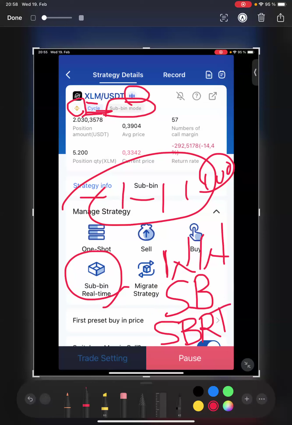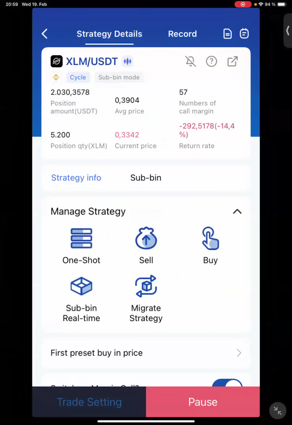Then the sub-bean real-time settlement. That is the one my trade is on now. So if it sells 56, I'll get 20 cents, 10 cents, 15 cents. Even in the deep, I'm making profit. So that is the meaning. I hope that is clear.